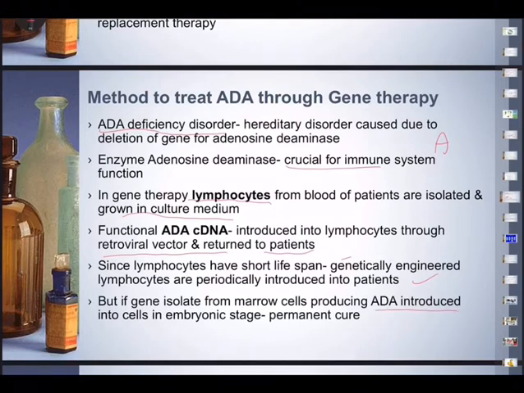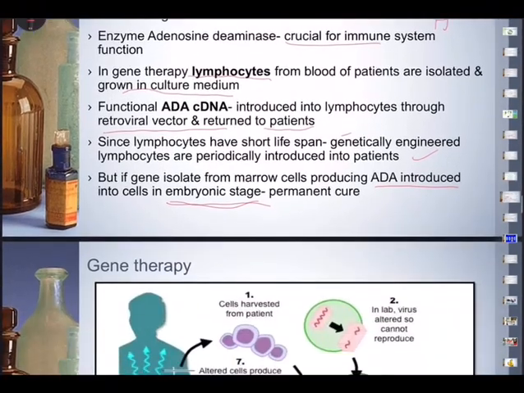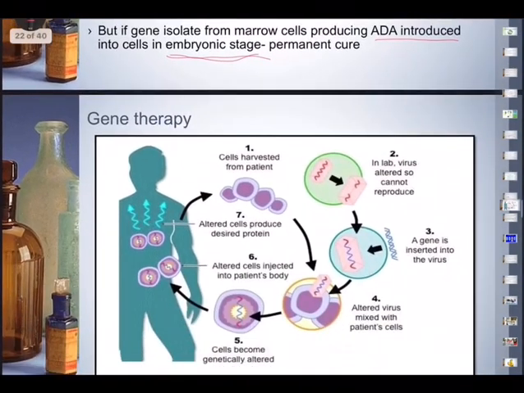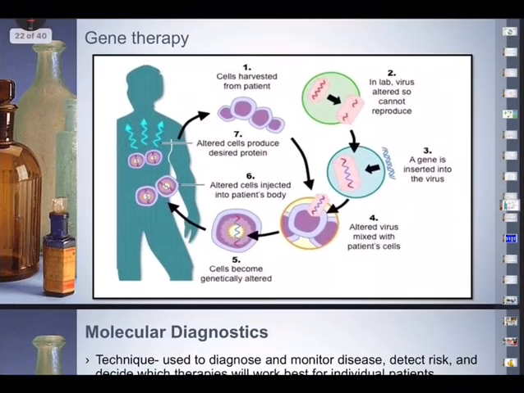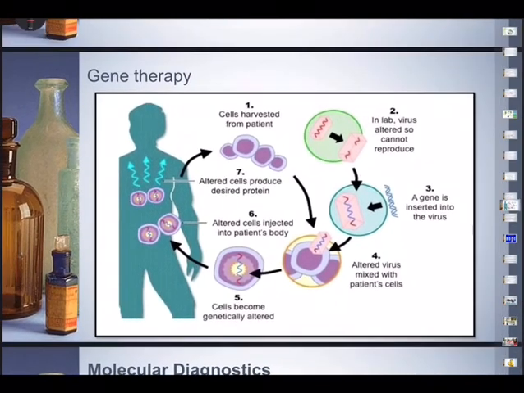But if the gene isolated from bone marrow cells producing ADA is introduced into cells in the embryonic stage, just now I said, what is the condition? It is embryonic. And once that is done, that embryo will not have any problem when it grows up to adult. That's a permanent cure. So how exactly is it done? This is how it is done.